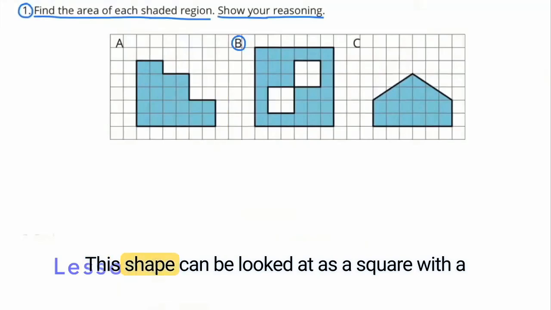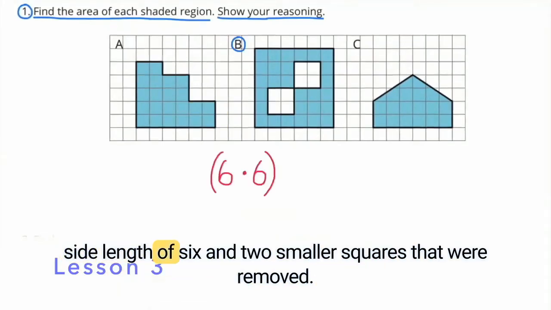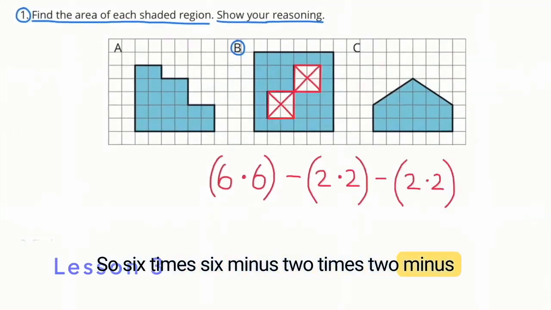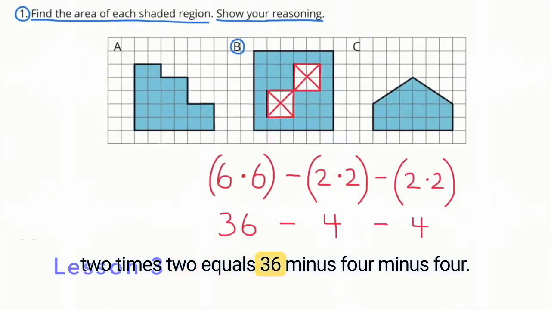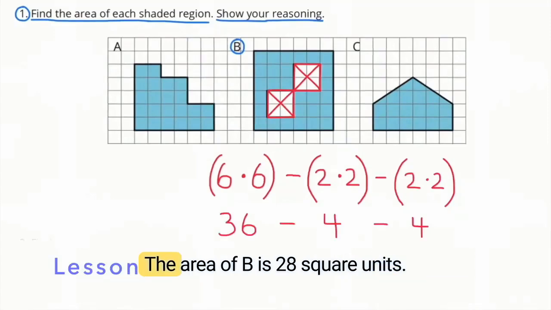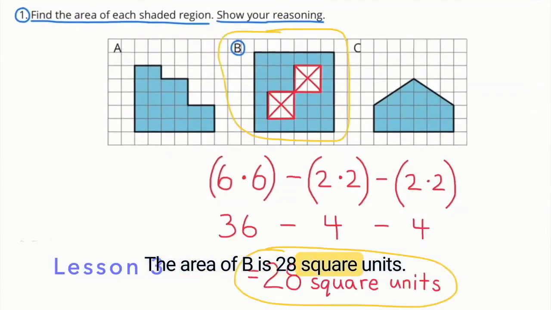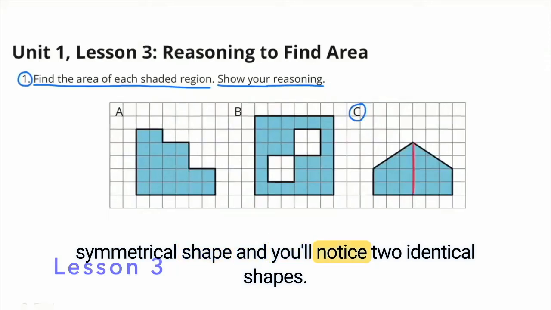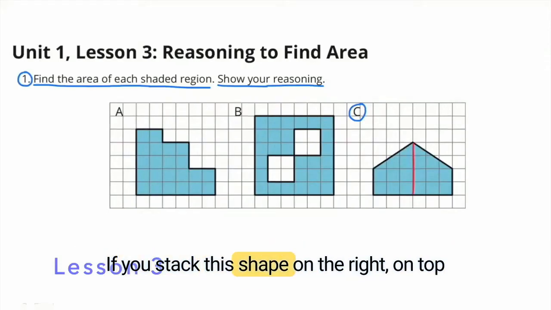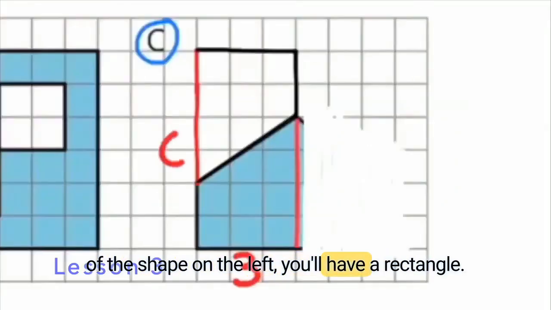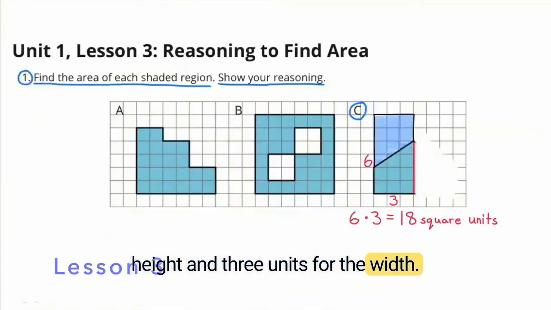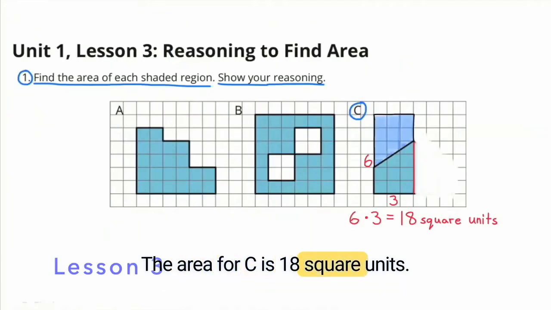B. This shape can be looked at as a square with a side length of 6 and 2 smaller squares that were removed. So 6 times 6 minus 2 times 2 minus 2 times 2 equals 36 minus 4 minus 4. The area of B is 28 square units. C. Draw a line down the middle of this symmetrical shape and you'll notice 2 identical shapes. If you stack this shape on the right on top of the shape on the left, you'll have a rectangle. The dimensions would be 6 units for the height and 3 units for the width. The area for C is 18 square units.